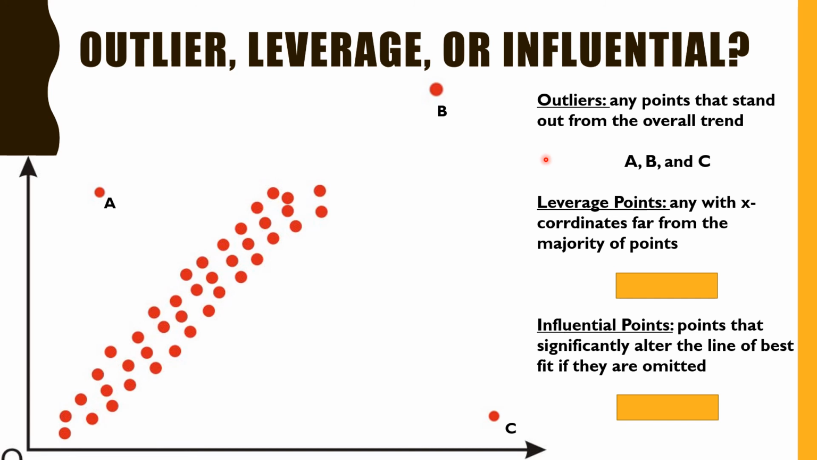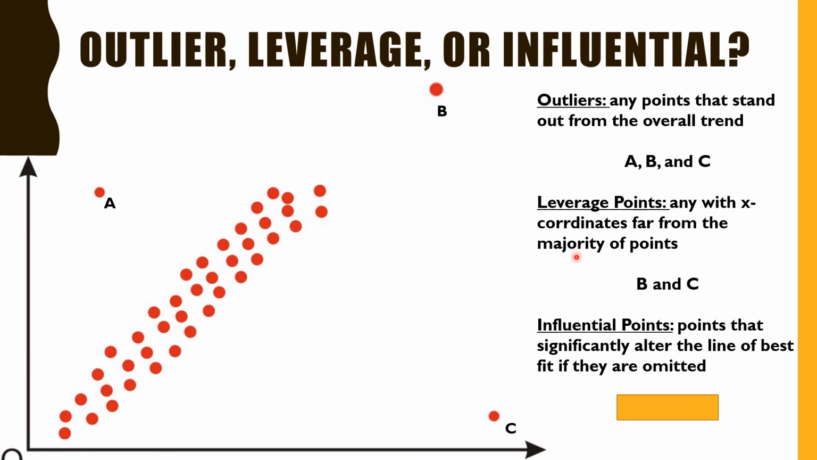Now, when it comes to leverage points, again, these are any points with x-coordinates that are far away from the majority of points. In this case, if we look at point A, that is right in the span of x values that we have for the rest of our points. So that actually would not be a leverage point. But if we look at B, that's very far to the right compared to the rest of our data. And so is letter C, that's much further to the right. So in this case, our leverage points would be B and C.